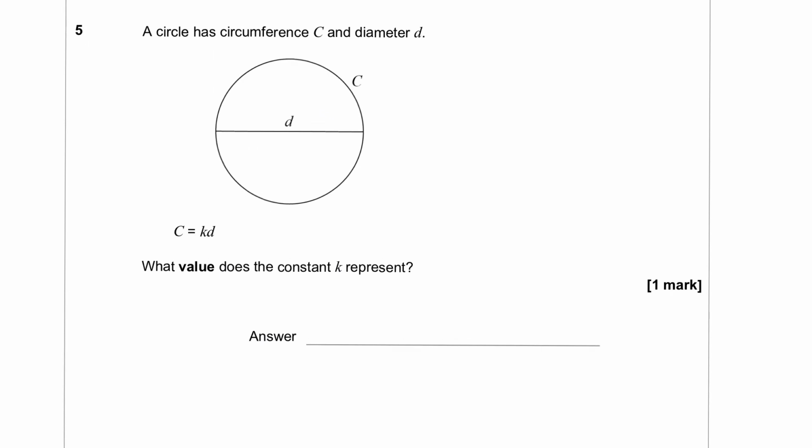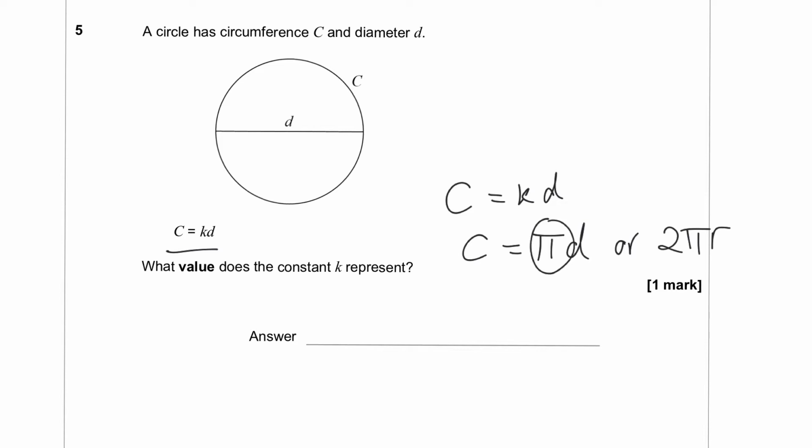So let's go on to question 5. It says a circle has circumference C and diameter D. I do have a video on circle circumference and areas of circles in the description box down below. It says, what value does the constant K represent? Well, let's have a look. We know the equation for the circumference is circumference equals KD. But we know that it's actually circumference equals pi times the diameter, or if it was the radius, it would be 2 pi r. So that means pi must be K.